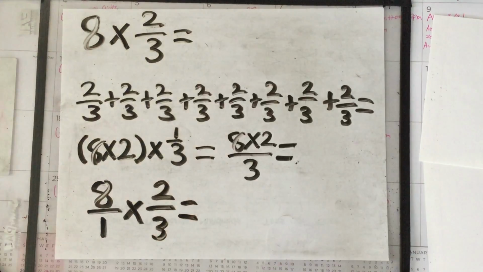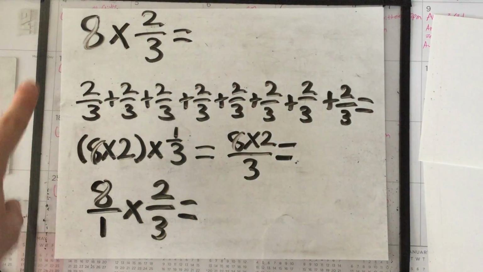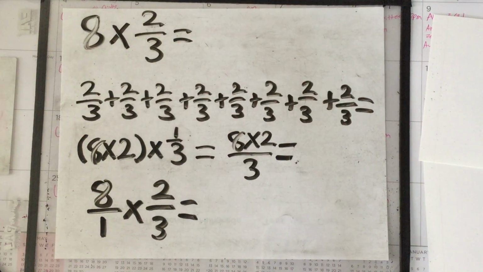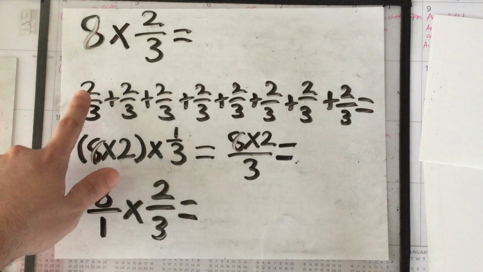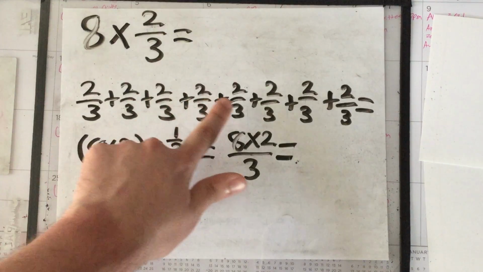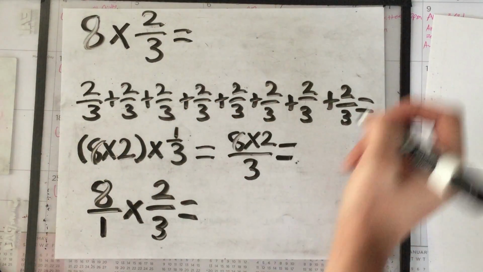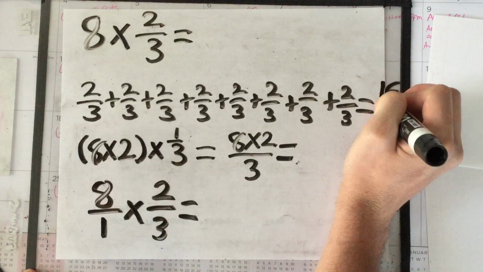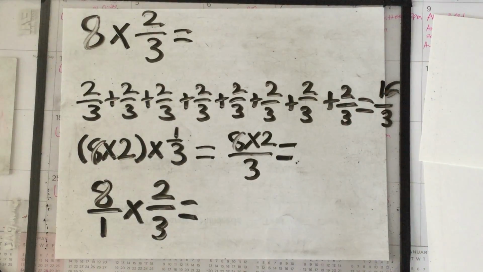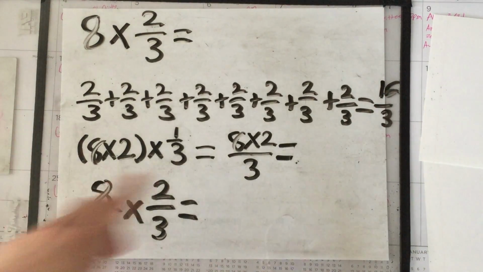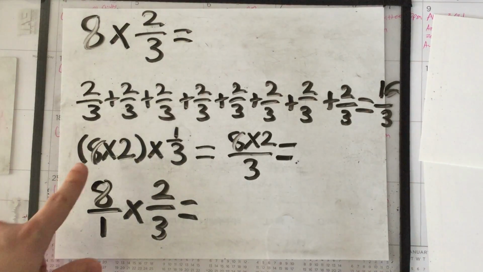And now we have a few different strategies here to solve. We have 3 different strategies to solve this same answer here. Let's see what we get. 2, 4, 6, 8, 10, 12, 14. All right, our repeated addition ended up being 16/3. Let's see if we get the same answers in our other methods.